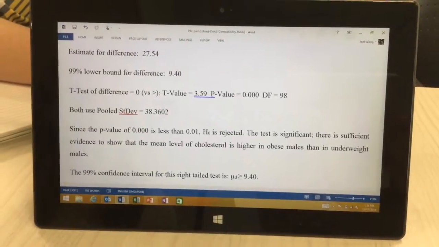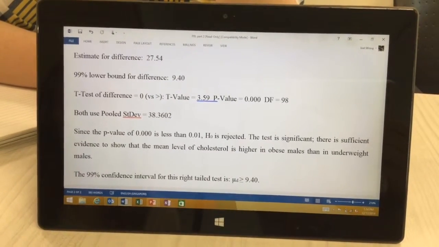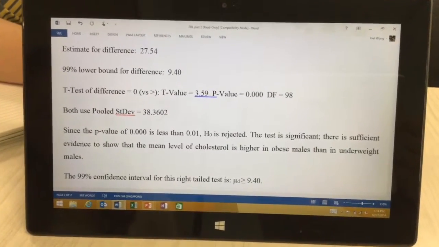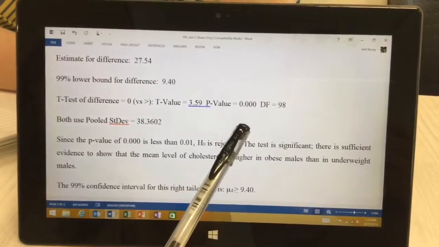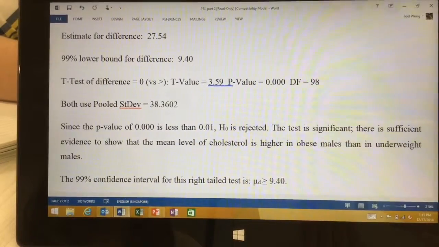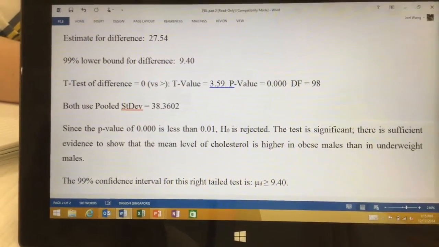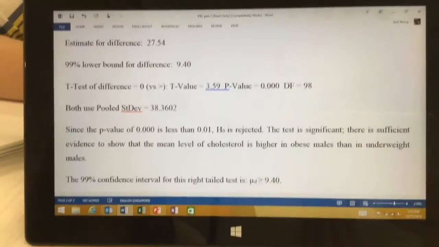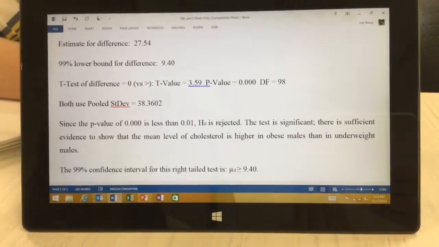With the information taken, assuming equal variances, the Minitab output is given such that the test statistic is 3.59 while the p-value is 0.00. Since the p-value is 0, which is less than 0.01, H0 is rejected. The test is significant and there is sufficient evidence to show that the mean level of cholesterol is higher in obese males than in underweight males.